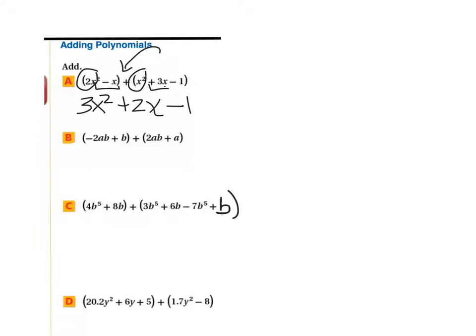Example B, the negative 2ab and the positive 2ab actually cancel, so the final answer is, I didn't mean to do that, a plus b, or b plus a, it doesn't matter.